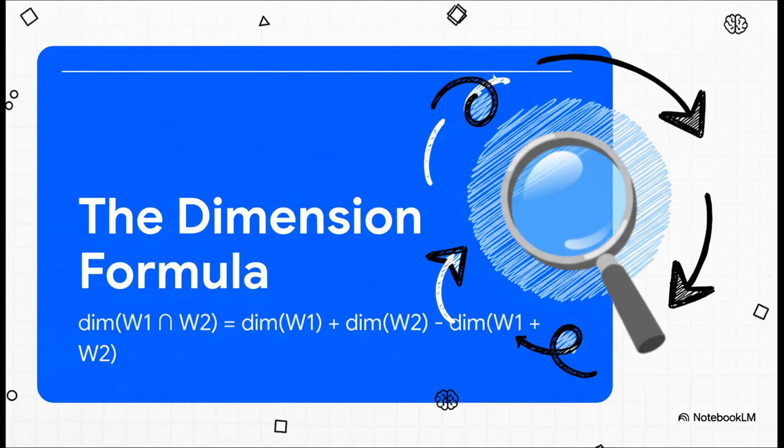Now, dimension is really just a way of talking about the number of independent directions in a space. And this formula, well, it's so powerful because it connects the sizes of our individual subspaces with the size of their overlap and the size of the space they create together. This formula is the absolute key to cracking this case.